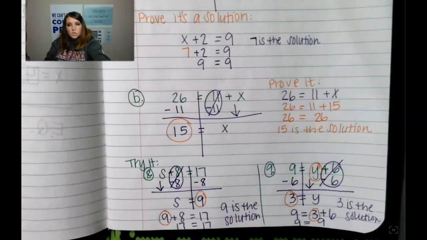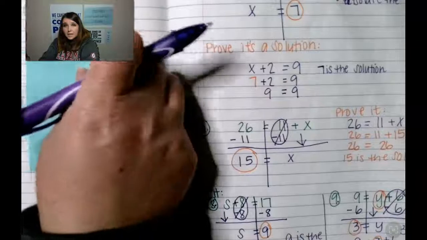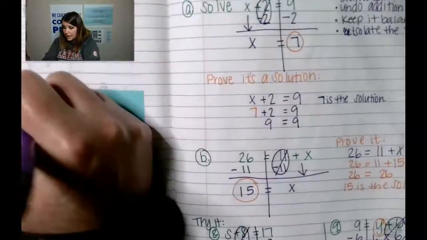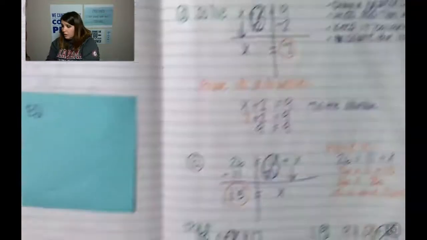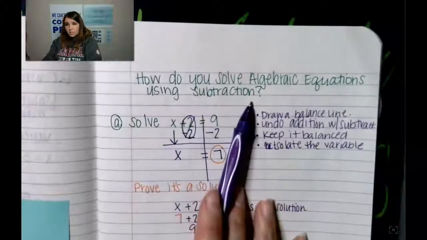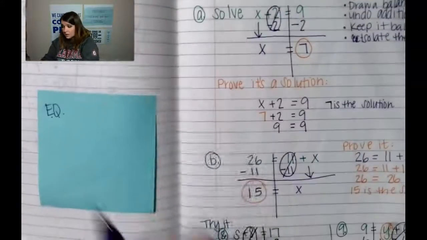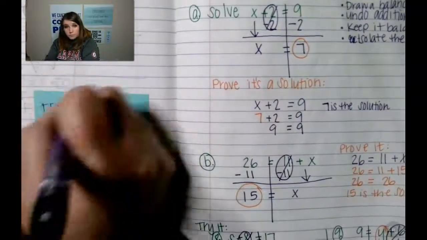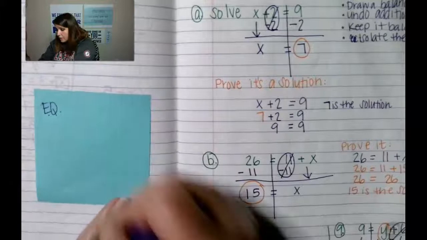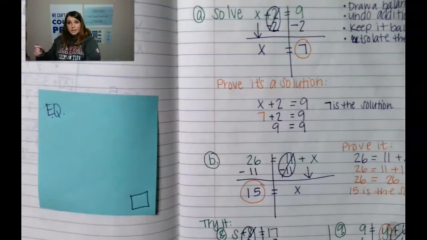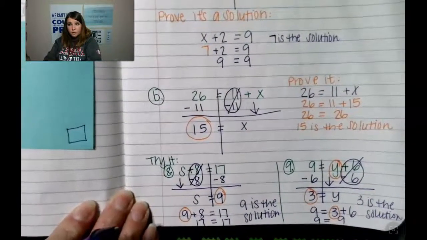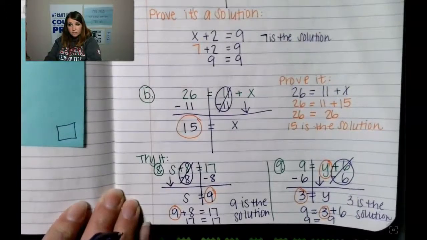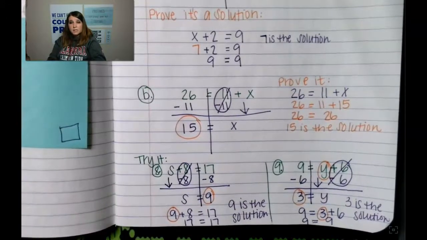All right, somewhere on your paper, wherever you have room, even if it's on a sticky note, or over here on this side, answer your essential question: how do you solve algebraic equations using subtraction? Explain that to me here. And then I want you to rate yourself. Where are you at with your learning right now? What do you still need help with? What's confusing? Again, process, process, process.